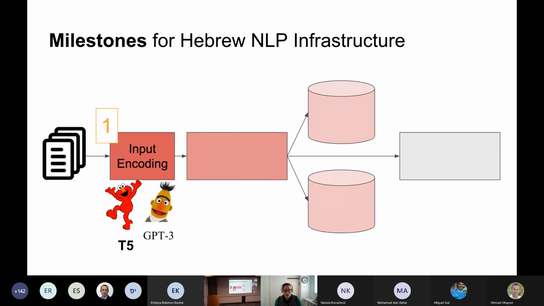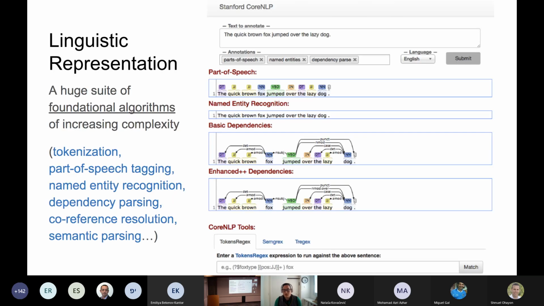Okay, so once we encoded our input as a vector, we may want to present certain abstractions over this data. And we usually do it by means of a certain linguistic representation. And this is the point where different applications diverge. Some people want just to know the part of speech tags of the words in order to extract nouns or adjectives or certain modifiers. Some may want to extract the syntactic parse tree in order to know the subject and the object and who did what to whom.